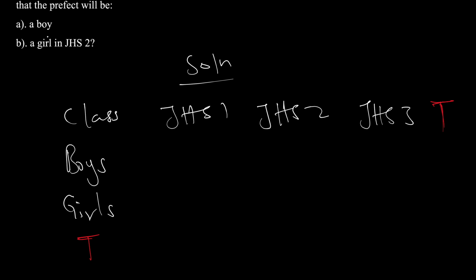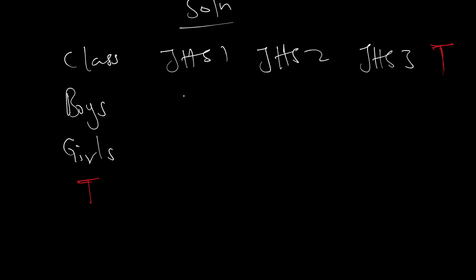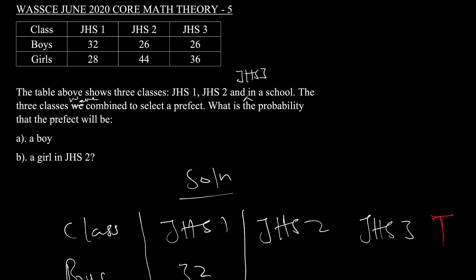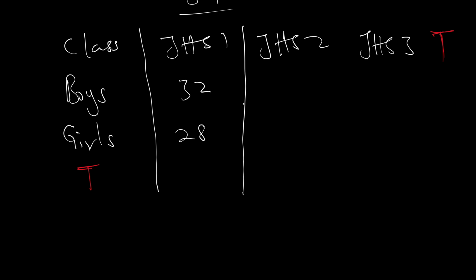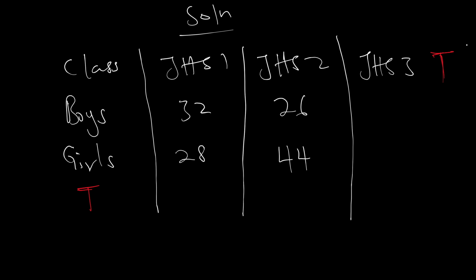So for JHS1, we have 32 boys and 28 girls. So 32 and 28. For JHS2, we have 26 boys and 44 girls. So 26 and 44. For JHS3, we have 22 boys and 36 girls. So 26 and 36.